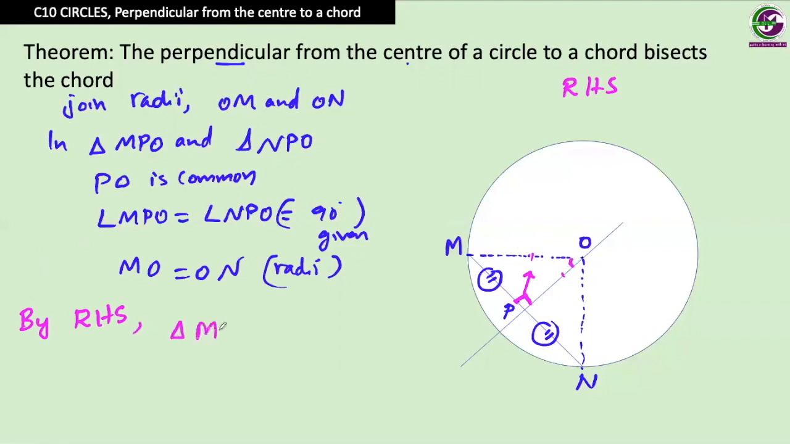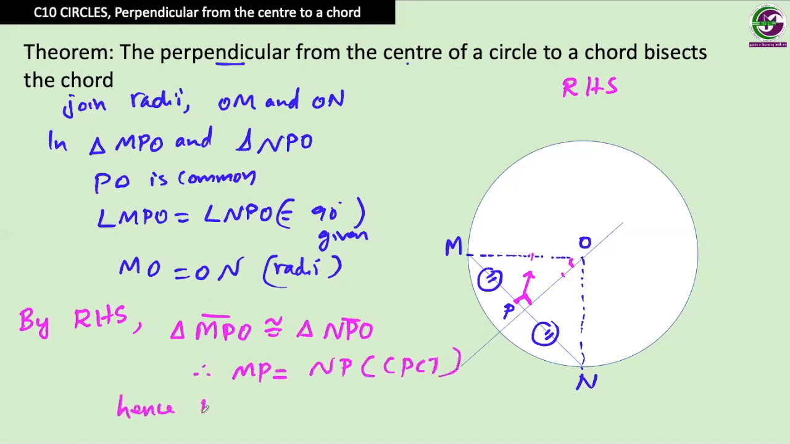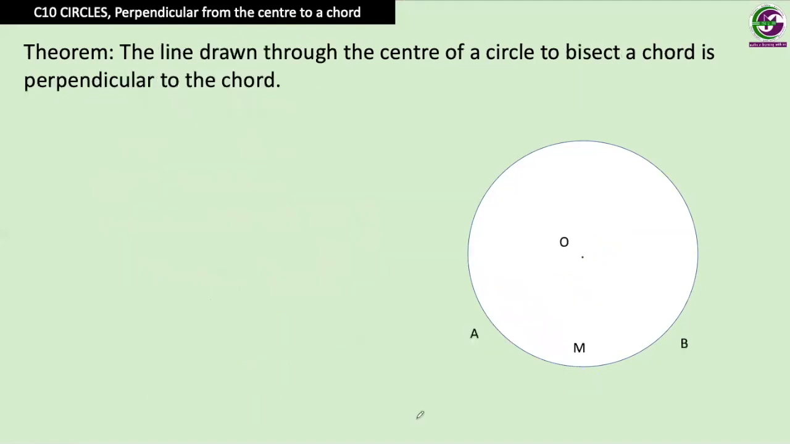Triangle MPO is congruent to triangle NPO. Here we have to show that MP is equal to NP. Therefore, MP is equal to NP, corresponding parts of congruent triangles. Hence, the chord is bisected by the perpendicular line. Easy, right? Let's move on to another theorem.